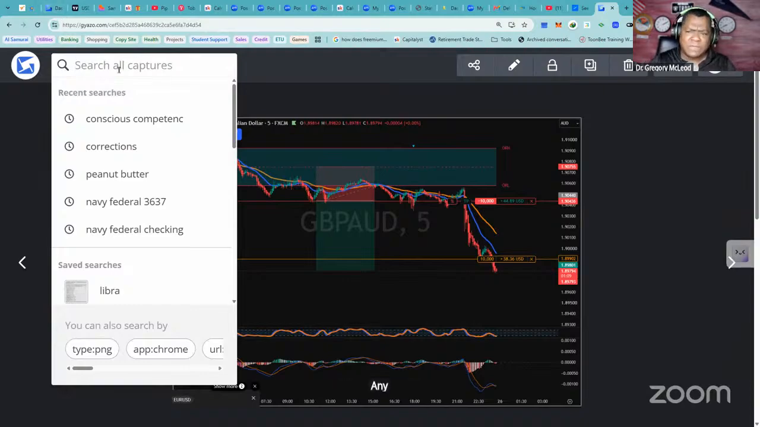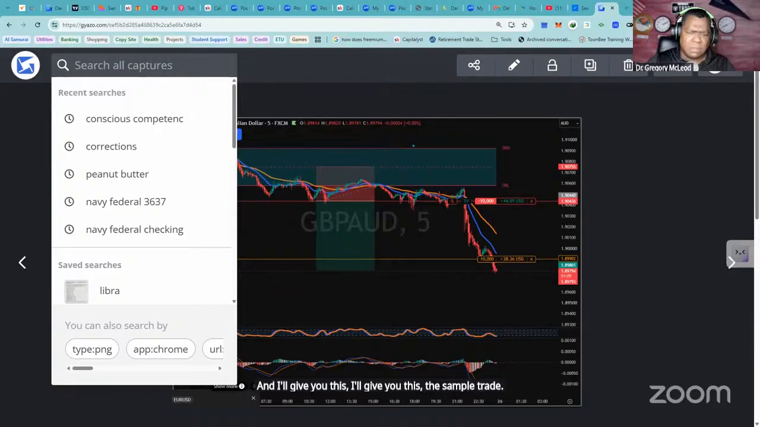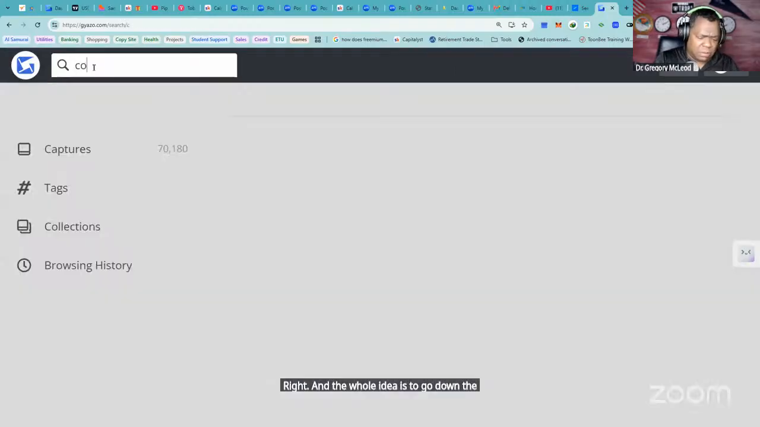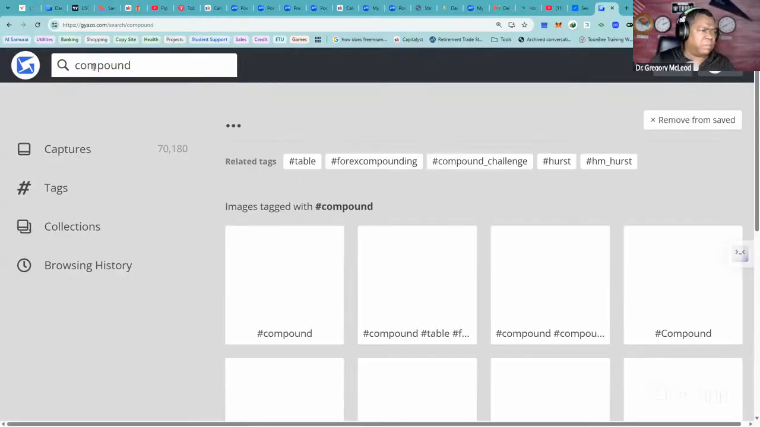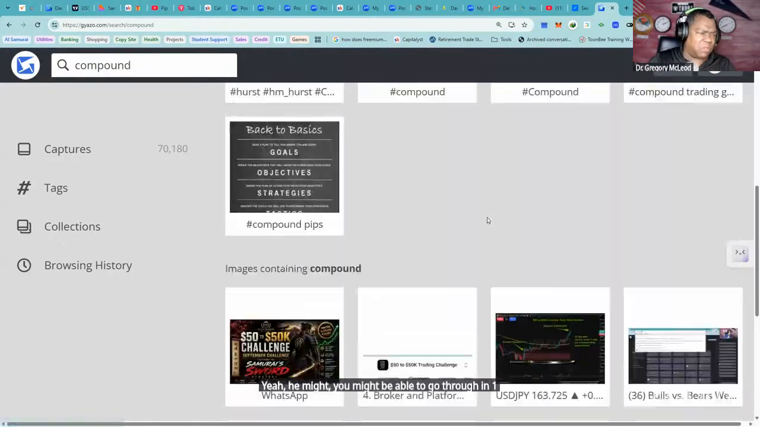Any questions on this? I'll give you this sample trade that was done, and you can review that. And the whole idea is to go down the spreadsheet. You might be able to go through in one trade. You might be able to go through multiple trades.